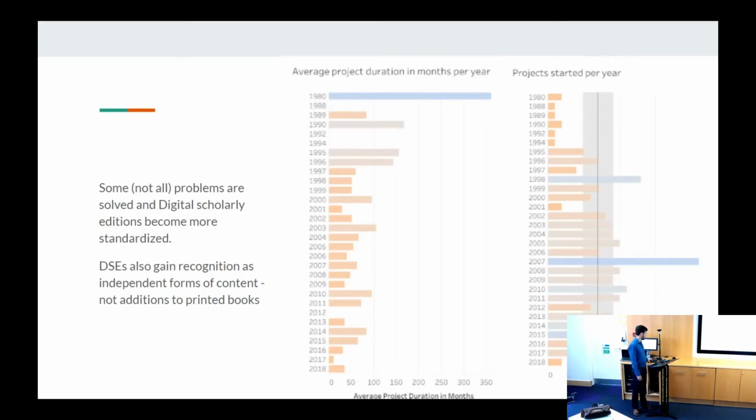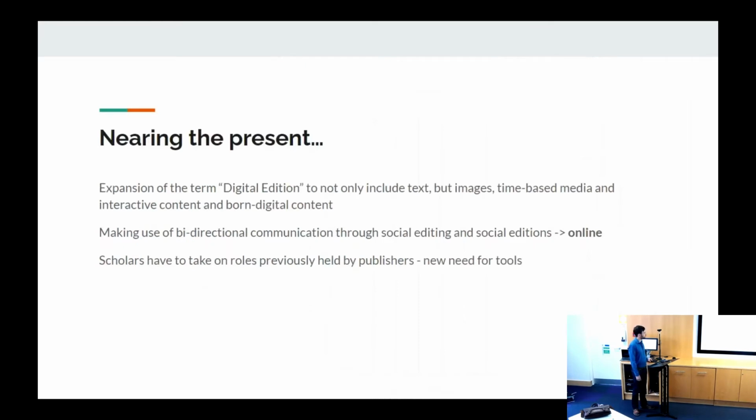And then we are still somewhat pre-internet, so nearing the present. Obviously, this somehow changes. There's an expansion of what an edition even is. Should it include text? We talked a lot about text. But what about images? What about video? What about interactive content? And especially, what about born digital content?